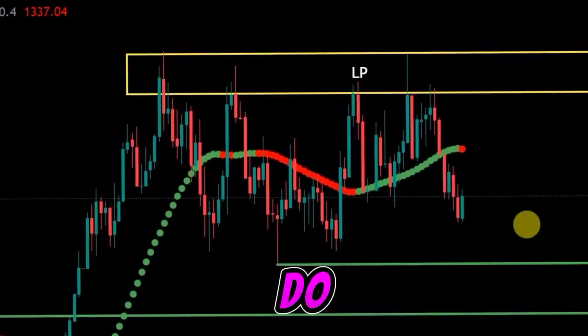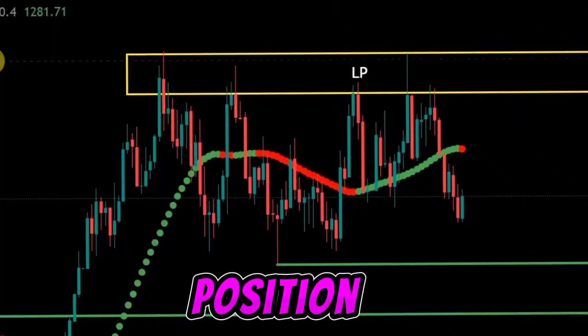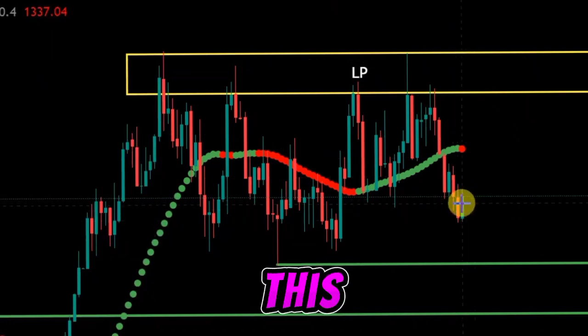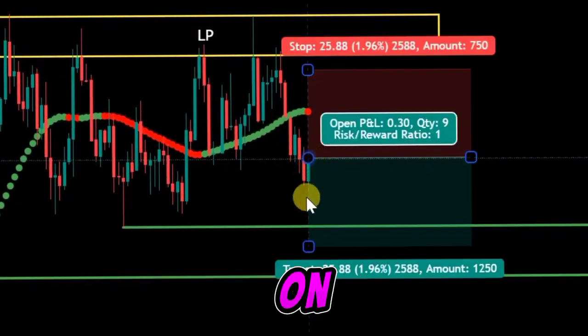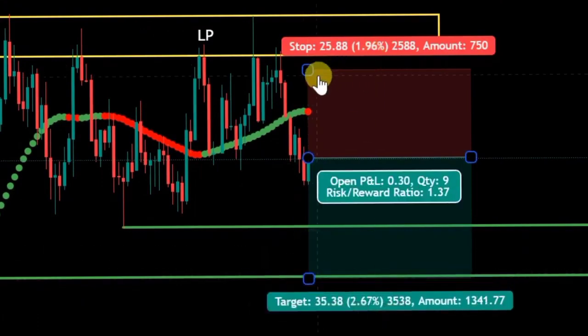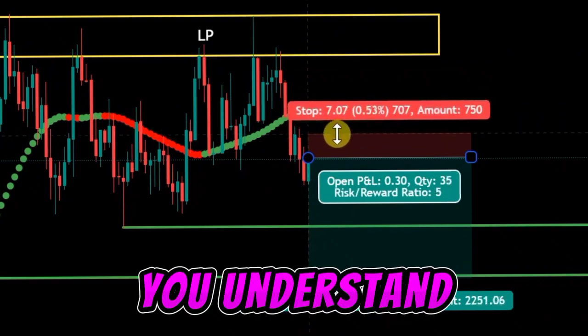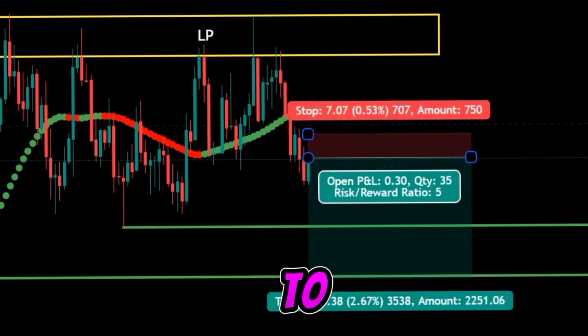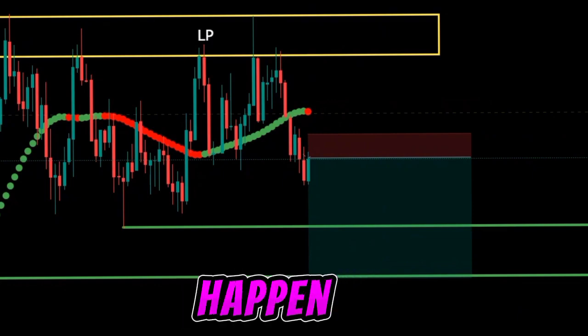So the next thing to do now would be for you to take your short position at the close of this bullish candle, which this sell indicator appeared on, and then drag this to this price area, and then your stop loss should just be slightly above the candle. You understand? So we are good to go. This is a 1:5 risk to reward ratio. Let's wait and watch what will happen.